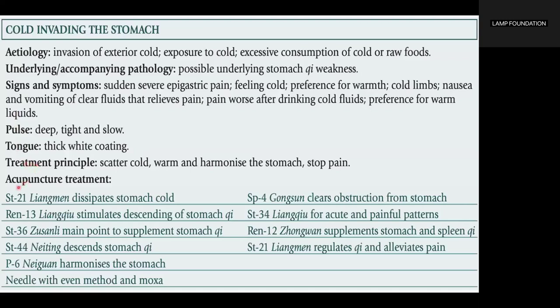Acupuncture treatment: Stomach 21 to dissipate stomach cold, Ren 13 to stimulate descending of stomach chi, Stomach 36, main point to supplement stomach chi, Stomach 44 to descend the stomach chi, Pericardium 6 to harmonize the stomach, Spleen 4 to clear obstruction from stomach, Stomach 34 for acute and painful patterns, Ren 12 to supplement stomach and spleen chi, Stomach 21 to regulate chi and alleviate pain. We needle with even method and moxa.